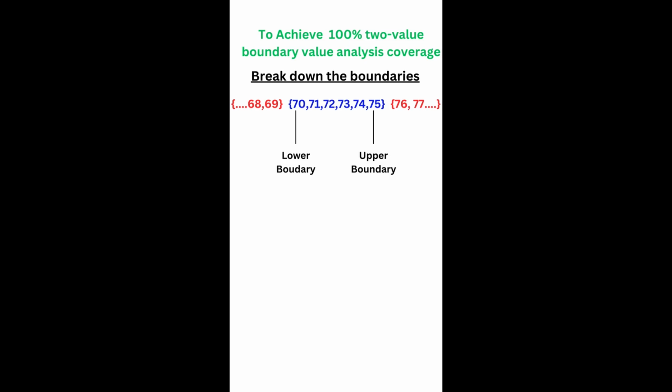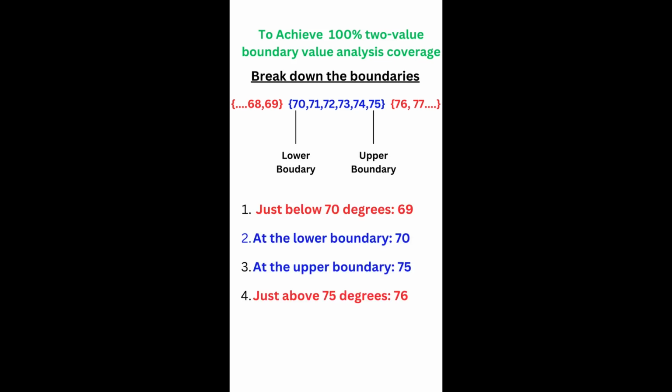To achieve 100% two-value boundary value analysis coverage, let us break down the boundaries. And the boundaries are given here. From these boundaries, we can get the minimum set of test temperature values to achieve 100% coverage as just below 70 degrees, 69. At the lower boundary, 70. At the upper boundary, 75. Just above 75 degrees, 76.